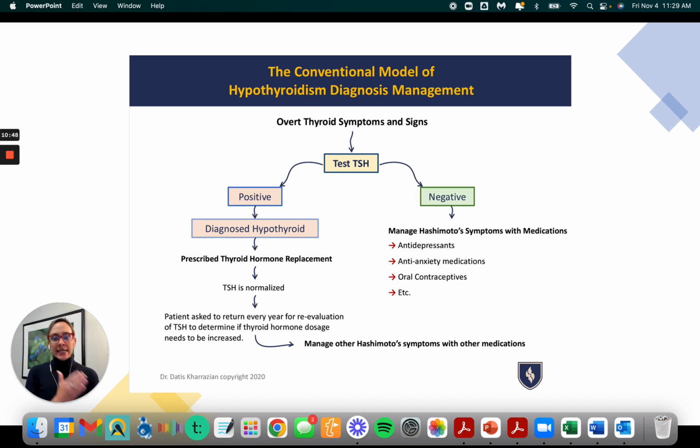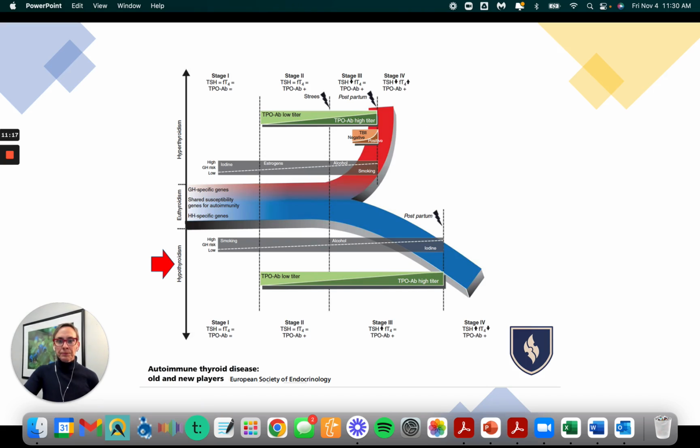So yes, that is part of the treatment, but we need more, because in the conventional model only, oftentimes the other symptoms of depression, anxiety, and menstrual irregularities are then given another medication to support those. Whereas if we actually treated the immune response, the beating up of the thyroid, these other symptoms could be supported, and perhaps we wouldn't need the other medications.